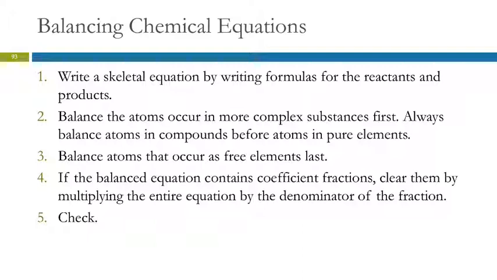Then this part in the middle is kind of up to you. Suggestion is to balance atoms that are in more complex substances first, always balancing the things that are in compounds before atoms in the pure elements. Anything that occurs as a free element, that would be a good idea to leave that one until last. Because when you stick a coefficient in front of O2, it only changes the oxygens. It doesn't change the hydrogen or the carbon. And if you leave something complicated to the end and you change the coefficient, then you mess up everything else.